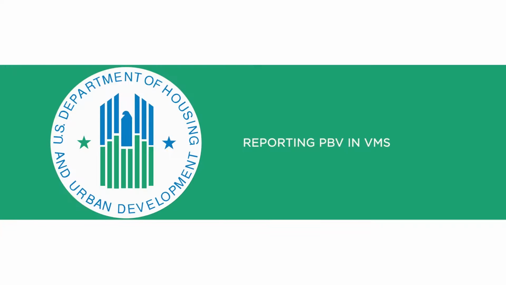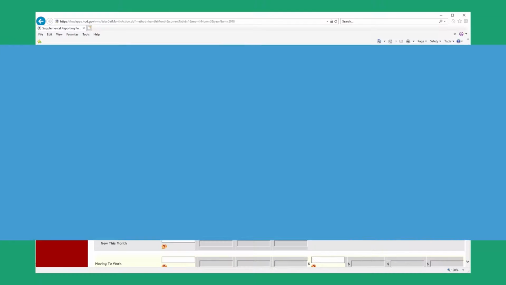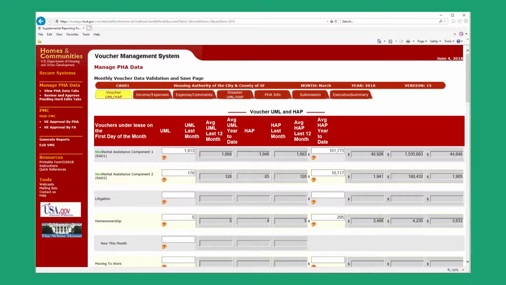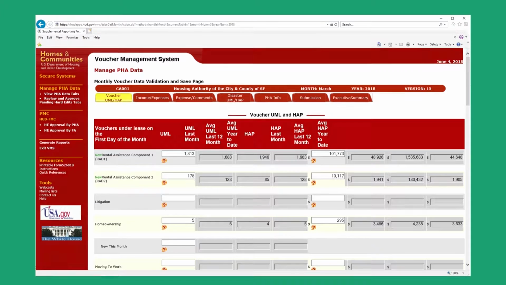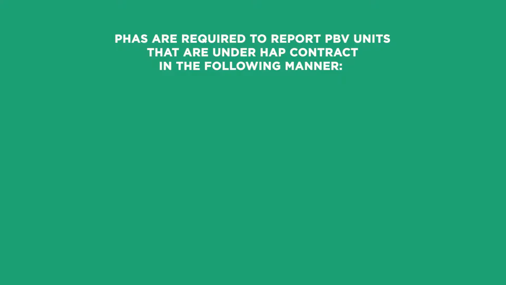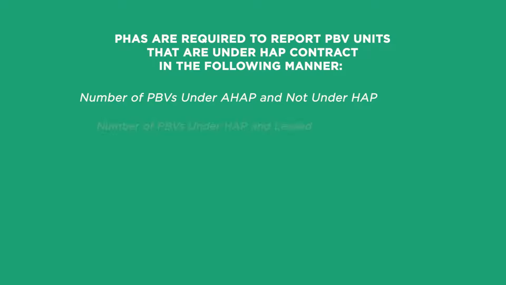Reporting PBV in VMS. Next, we will look at the reporting requirements in the VMS system. PHAs are required to report PBV units that are under HAP contract in the following manner. Number of PBVs under AHAP and not under HAP. These are the total number of PBVs under AHAP only. These units are not reported in any other field.